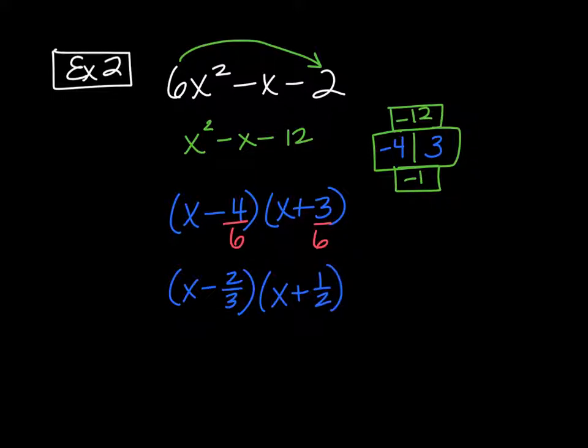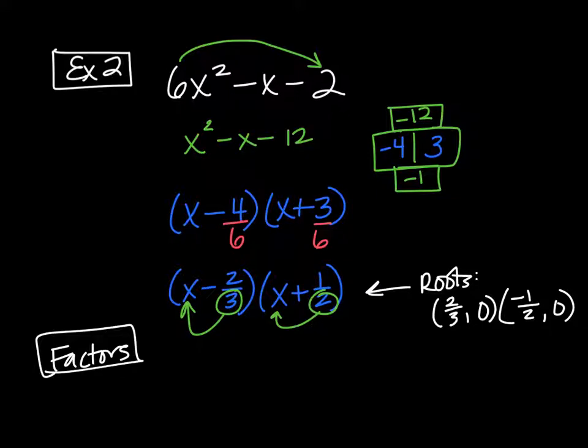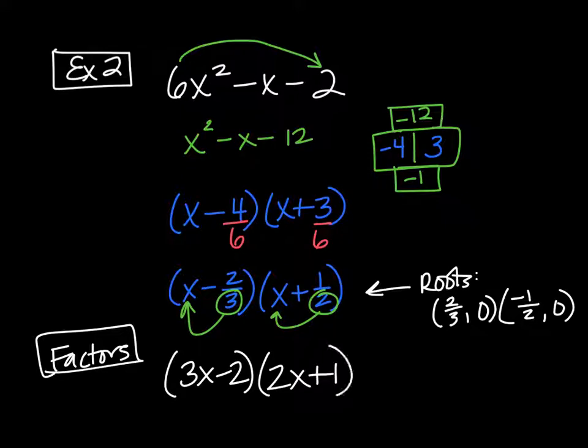It's at this point, if you wanted to, that you could go ahead and name your roots. It's a little easier to see before you do bottoms up, so the roots here are going to be +2/3, 0, and -1/2, 0. And then, remember, we got to think about the circle. It's got to finish out. So because the 6 went to the end, I've got to bring it back. So I've got to do bottoms up here, which is going to make my final factors 3x minus 2 and 2x plus 1.